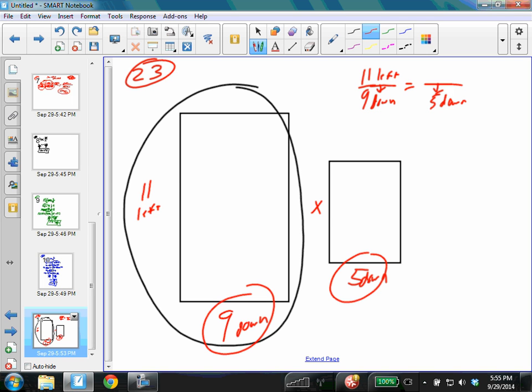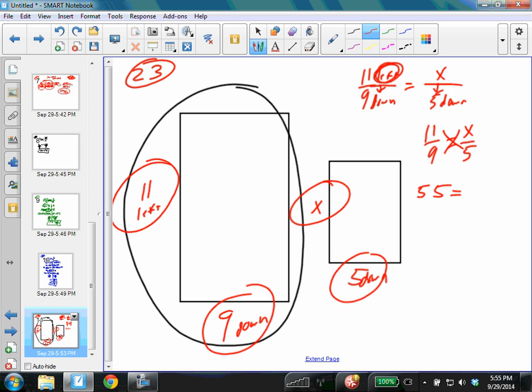And the same thing with the others. This 11 was on the left, and so is the x. So since the 11 and the left is on the top, I'm going to put the x on top. So now I can rewrite it without all of the other stuff. It's just 11 over 9 is equal to x over 5. And that's the proportion that I'm trying to solve. And I'm just using those labels to help me set it up. So I'm going to cross multiply. And 5 times 11 makes 55. And 9 times x makes 9x.